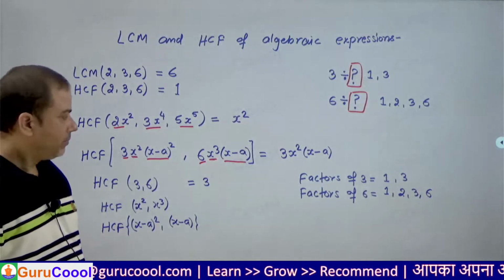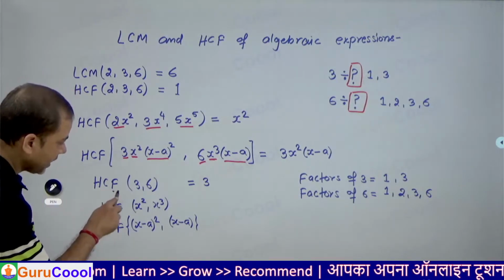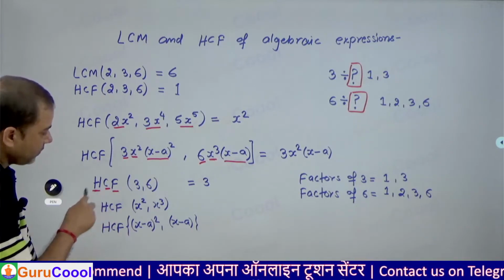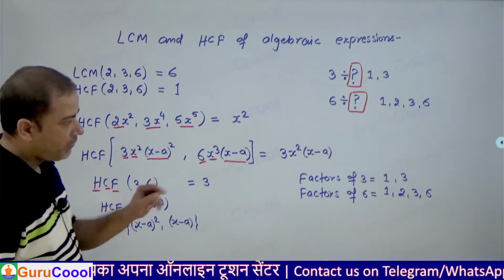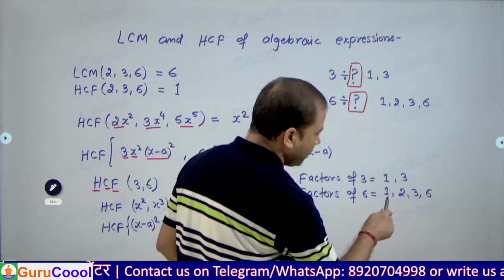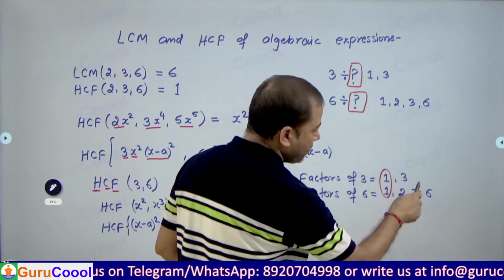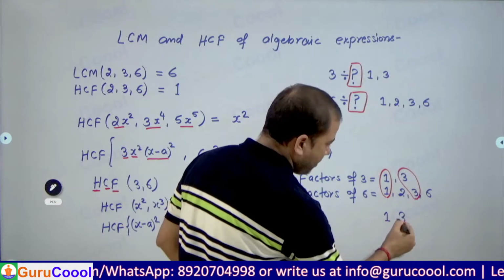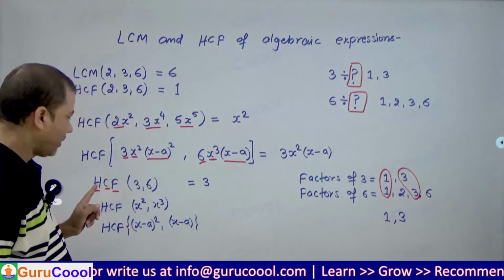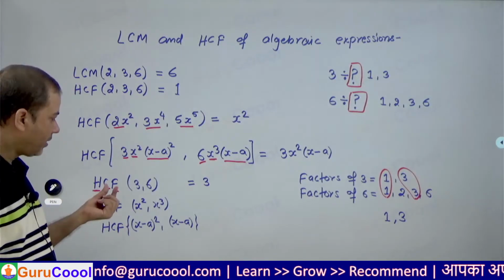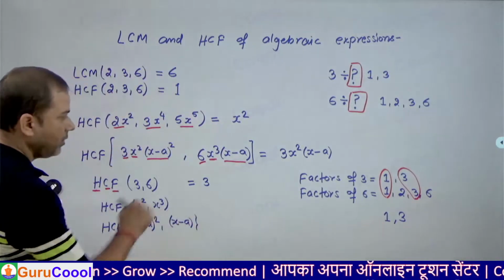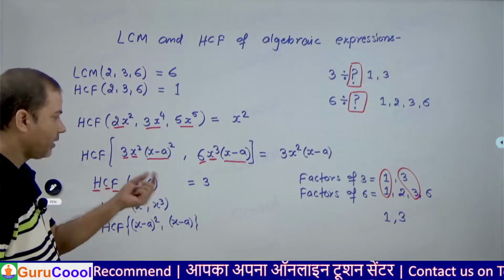So we look at common factor. F stands for factor, C stands for common, and H stands for highest. So let us first find out common factor. Common factor is 1. 1 is in both of them. Common factor is also 3. So 1 and 3 are the two common factors. But the highest one, we have to take the common factor which is highest. That is of course 3. So 3 is the highest common factor of 3 and 6.